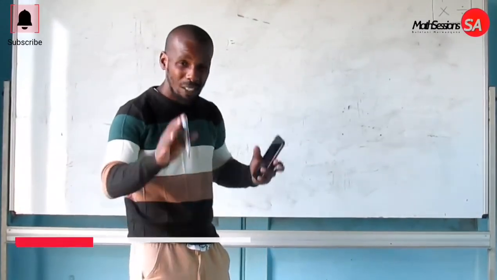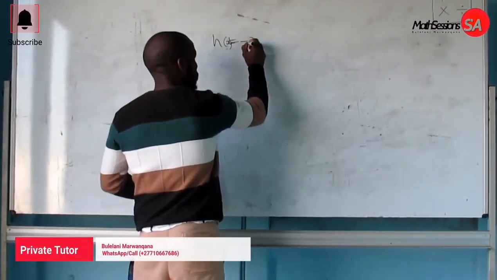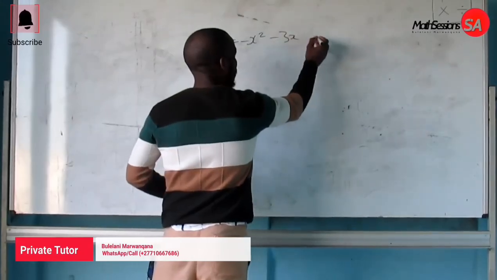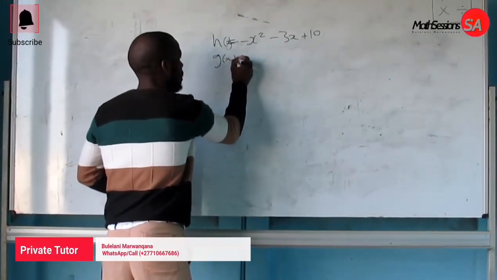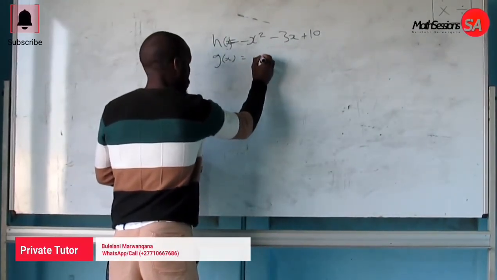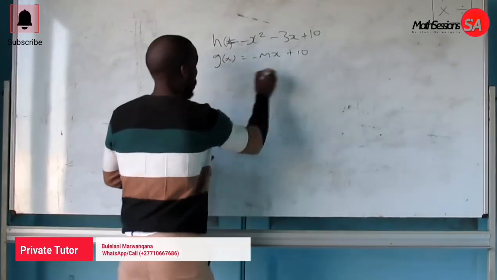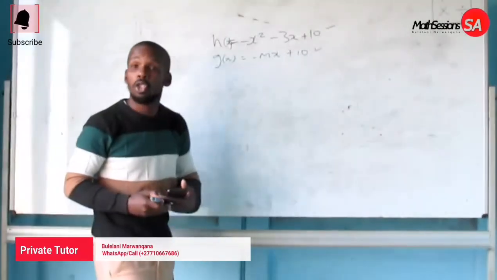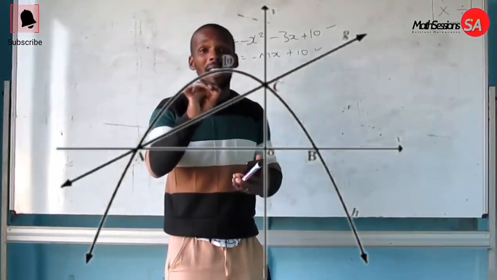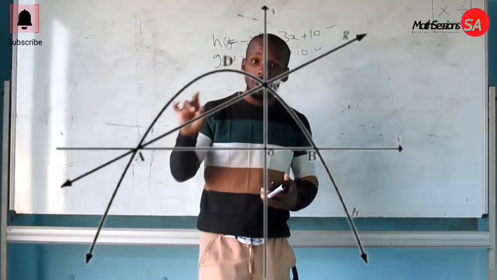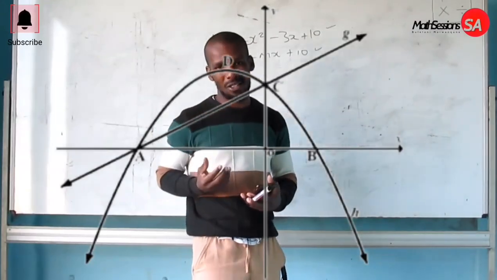What is their equation? Our h(x) is given as negative x squared minus 3x plus 10, and our g(x) is equal to negative mx plus also 10. So this is our first graph and this is our second graph. So what do they want from us? They want four things. The first thing is to determine the coordinates of A and B. A and B are the points on the x-axis of the parabola. So it makes things easy for us.